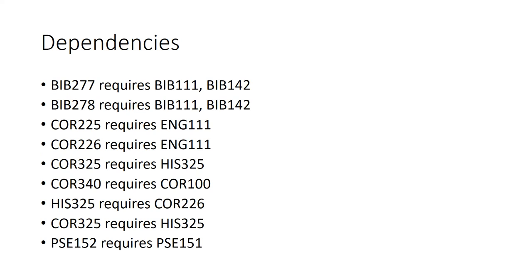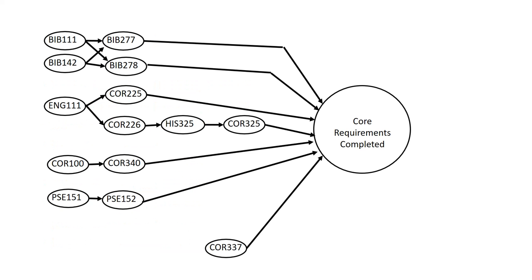Let's just take the first one. Bible 277, that's Doctrine 1, and it requires that you do Bible 111, which is Old Testament, and Bible 142, New Testament, before you do Doctrine 1. And there are a number of other prerequisites scattered through here. So this is the list of the dependencies. So we can draw these as a graph and it looks something like this. You see I've added a sort of dummy node called core requirements completed. And so core requirements are not completed until all of these directed graphs are taken care of.